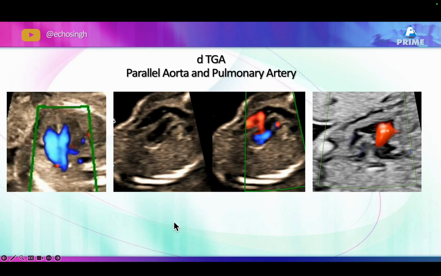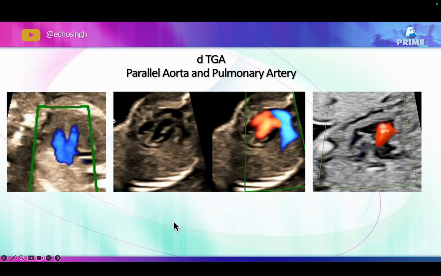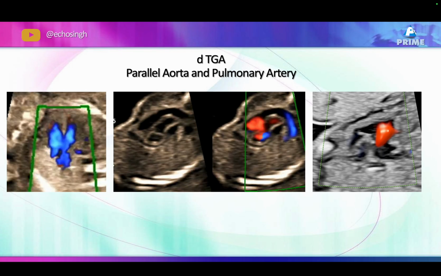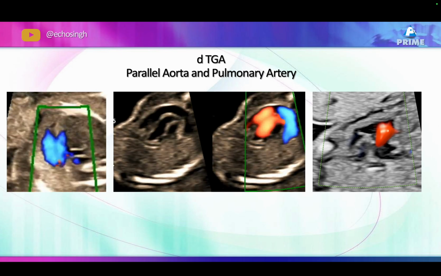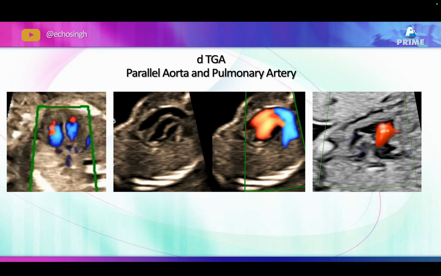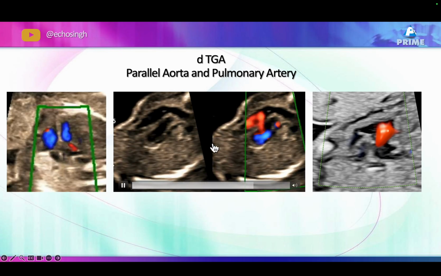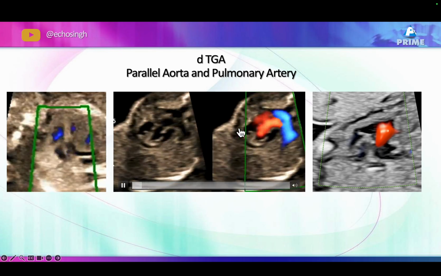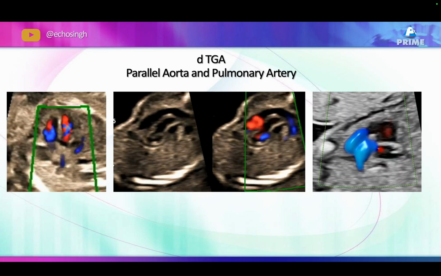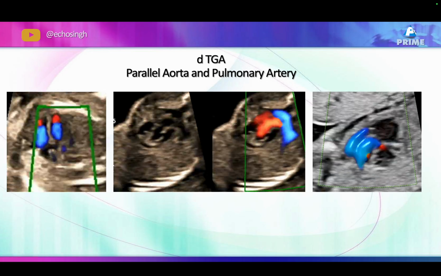The best way to see the parallel vessels is a four-chamber view or a lateral four-chamber view or an apical four-chamber view, which is slightly tilted. This is not a normal four-chamber view or normal LVOT view where you would see this. And then the parallel vessels you can see.